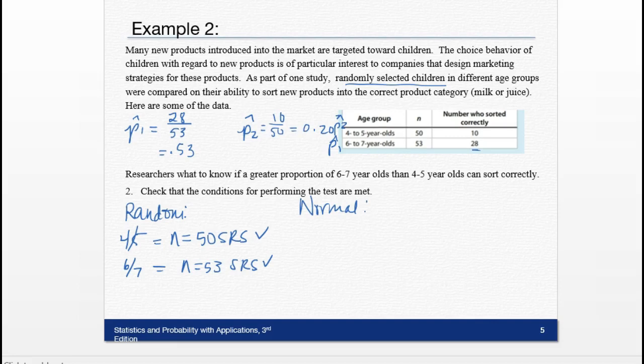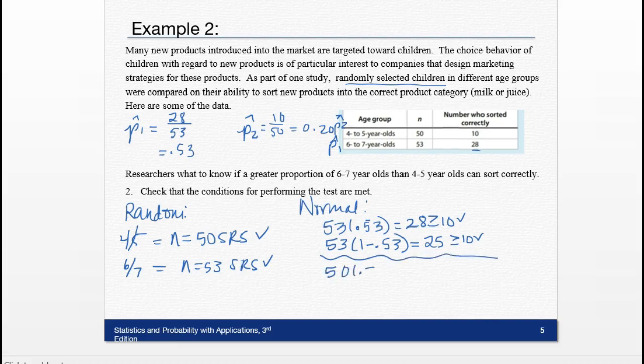All right, so now we have what we need to do the large counts test twice. So let's do p1 first, the 6 and 7-year-olds. So I'll do 53 times 0.53 gives me 28, which is greater than or equal to 10. And then I do 53 times 1 minus 0.53. That gives me 25, and that's greater than or equal to 10. Okay, then I do the other sample. That's 50 times 0.20. That gives me 10, greater than or equal to 10. And then 50 times 1 minus 0.20, that gives me 40, which is greater than or equal to 10. So I've shown normality because both sets pass the large counts test.